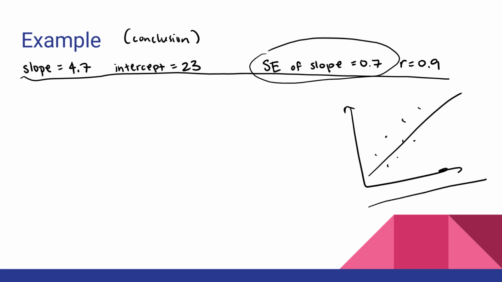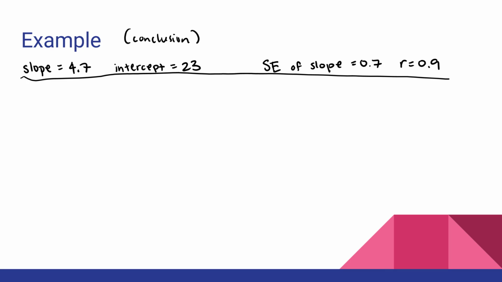So what our calculator is telling us is that with a standard error of 0.7, the population slope might not be the same as this one. It might look like this or like this, but it'll be generally within 0.7 of what we were originally given, so our actual sample slope.